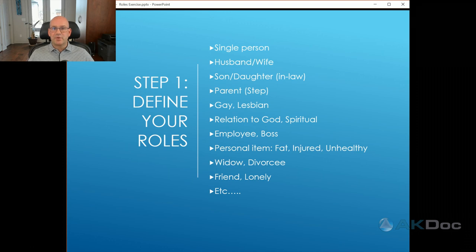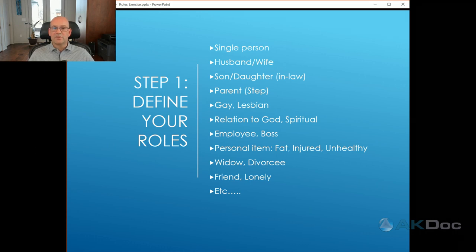There are so many roles we have in our life. You have a role as a single person. You have a role as a husband or a wife. You have a role as a son and a daughter, a son-in-law, a daughter-in-law. You have your role as a parent perhaps, or maybe a step-parent. You have your role as a gay person or a lesbian person, or pick whatever millions of genders or identities we now have. You have your role as your relationship to God, as a child to God if you have that. Even as an atheist or whatever your spiritual makeup may be, that's a role. You have your role with employment as an employee or maybe as the boss.